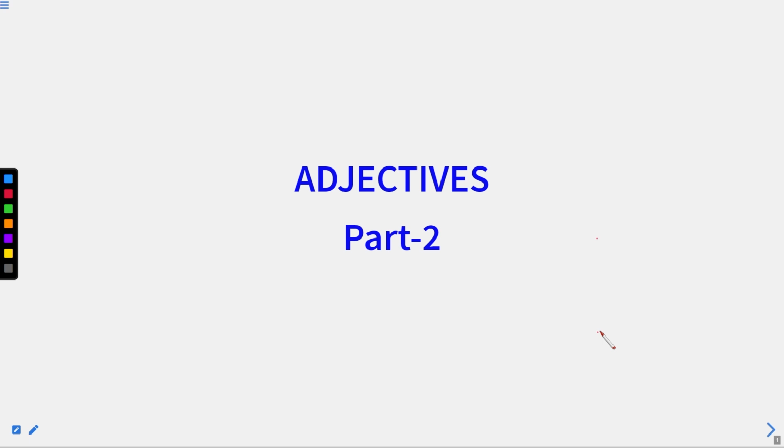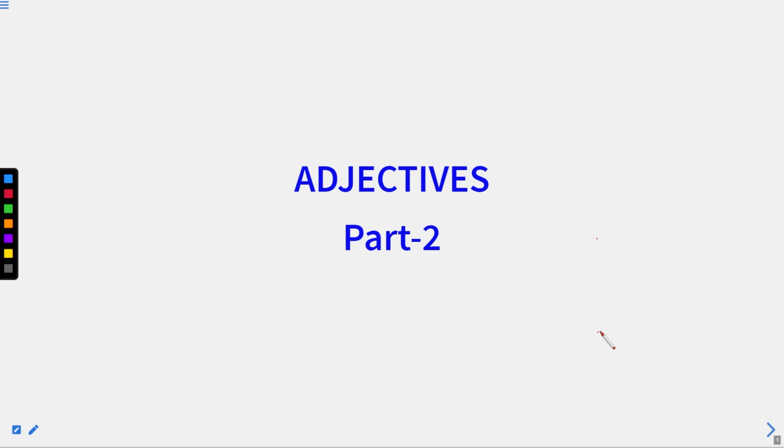So we have divided adjectives into two parts. In this session, we are going to discuss part number 2 of adjectives that we started in our earlier session. In that part, I already told you what we are going to discuss in this chapter. The contents were introduction, various types of adjectives, then degree of comparison, and then classification based on various aspects.